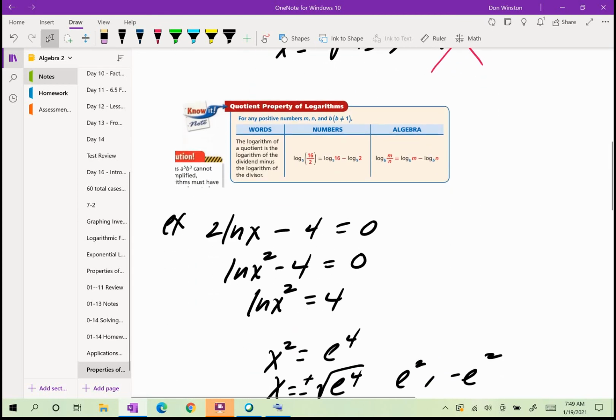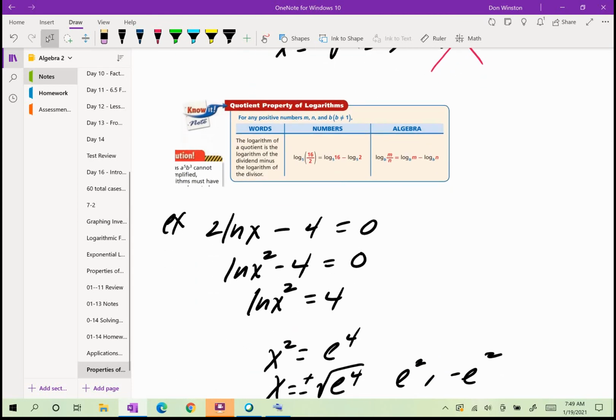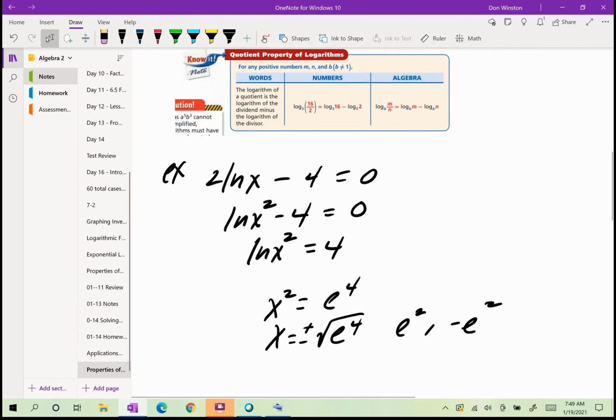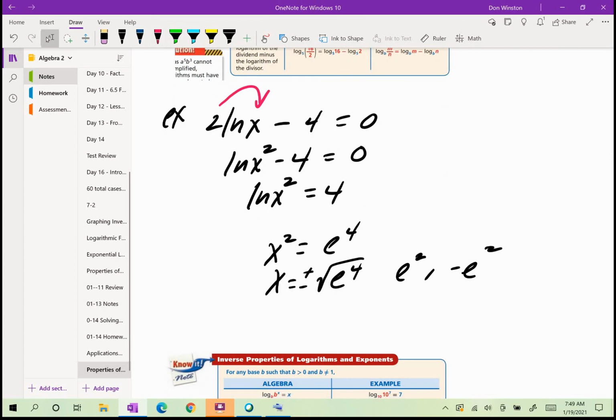Let's look at the quotient property, which says again that if you're subtracting two logs with the same base, you just divide what you're taking the log of. So here again, I have to first undo the power property. So 2 natural log of x gives me natural log of x squared. So I have natural log of x squared minus 4. Add 4 to both sides.